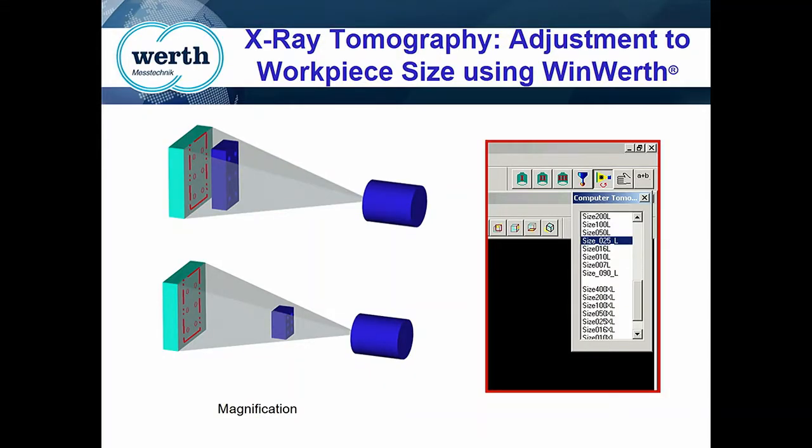So in CT, there is no precision fixturing necessary as long as your fixture has a lesser density than your part. So for plastics, we like to use a styrofoam that's very low density. In terms of magnification, it's almost like in a movie theater. The closer your hand is to the projector, the larger it will be on the screen. The closer your hand is to the screen, the smaller your hand will be.